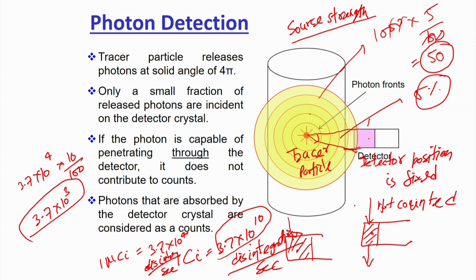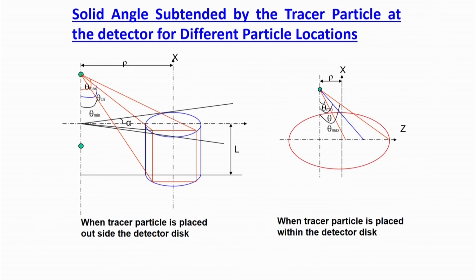Now, out of this 3700, how many of the photons will be counted? For that we have to find the trajectory of each photon. The trajectory of each photon will depend on where the particle is. So let us understand where the particle can be in a general case. This is the detector crystal, because detectors are cylindrical. So this is the detector crystal.